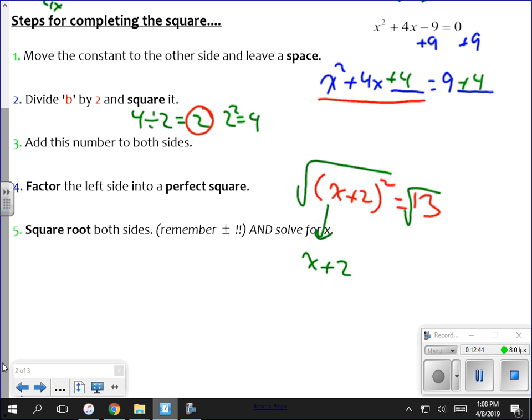Equals plus or minus the square root of 13, because it's not factorable. If it was factorable, it would be a perfect square and I wouldn't be doing this. Leave it as the square root of 13. If it's not a perfect square, just leave it like it is. Don't give me a decimal. Don't do anything else to it. Leave it as the square root of 13. Don't forget the plus or minus.